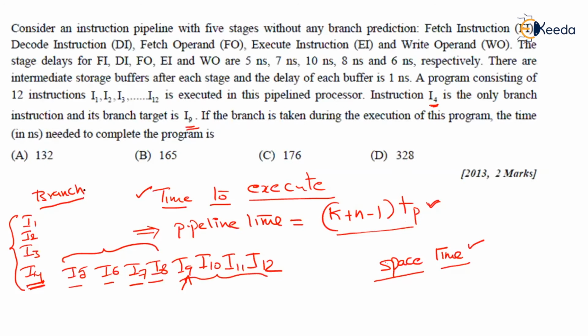Because these instructions are not getting executed since the branch is a taken branch. I4 will direct you to I9. The total number of instructions will be just 8: I1, I2, I3, I4, I9, I10, I11, I12. In order to make it clear.